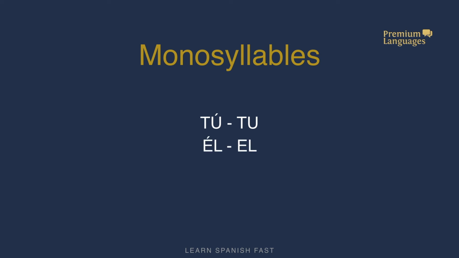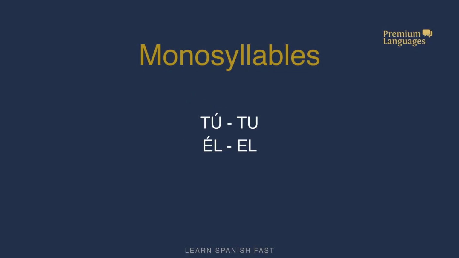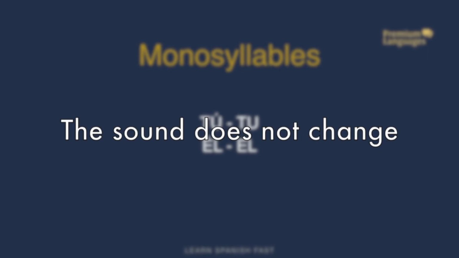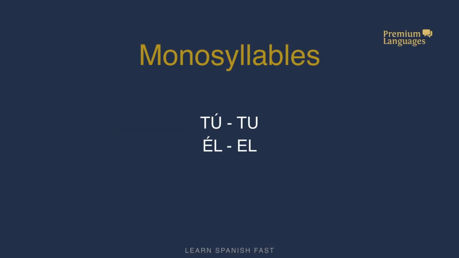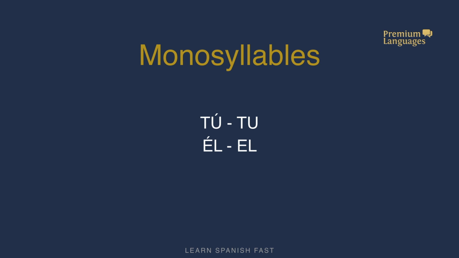Another good example would be él and el. First one with an accent, meaning he, él. And the second, without the accent, is the article the, as in the boy, el chico. The sound is exactly the same in both cases, tu, el. For example, in English, the word bat refers to the animal or a baseball bat. To avoid any confusion, in Spanish, we add an accent.